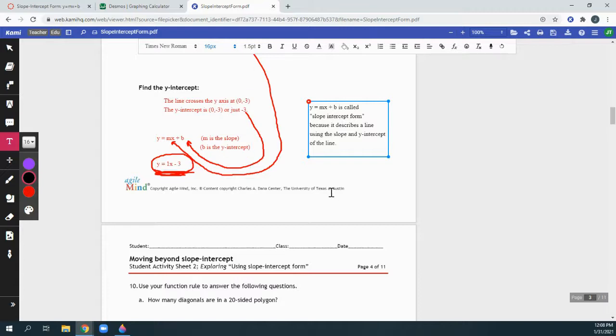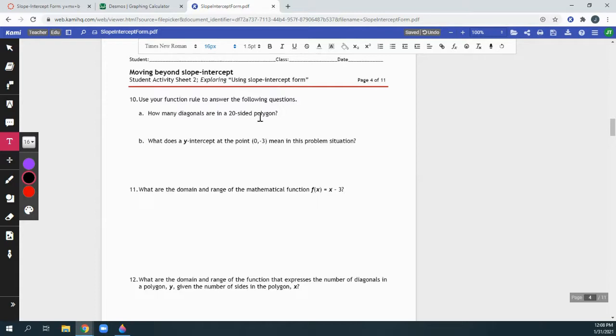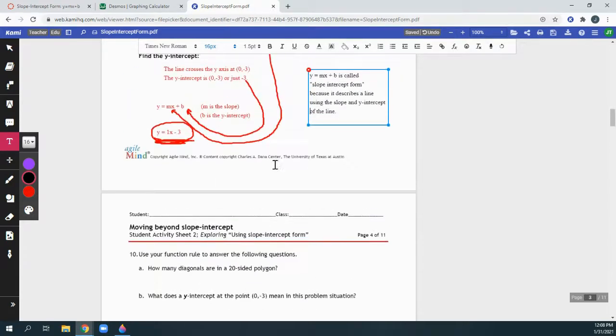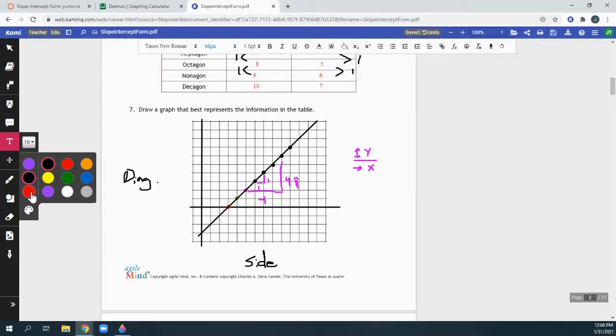Okay, that's an important thing to understand about that form. That's why, slope-intercept form. Okay, we're going to use our function rule to answer the next question. Now, just so you understand, not all of these points work. What does this point actually even mean?